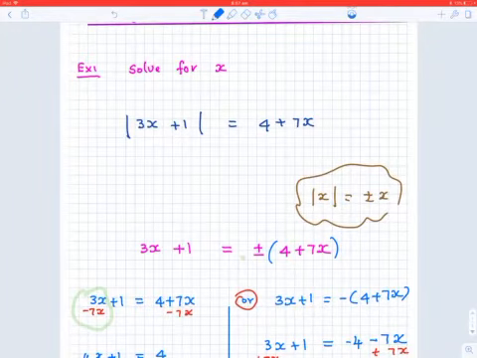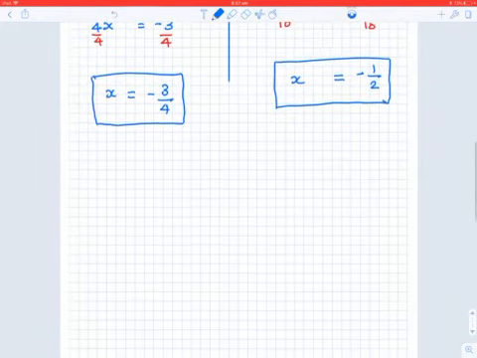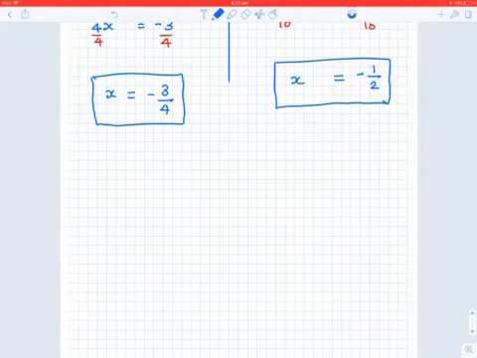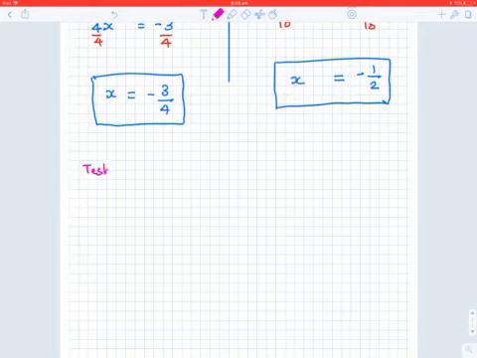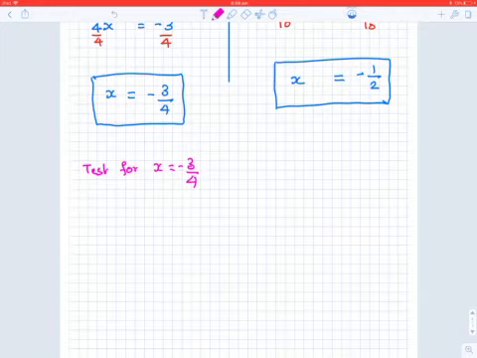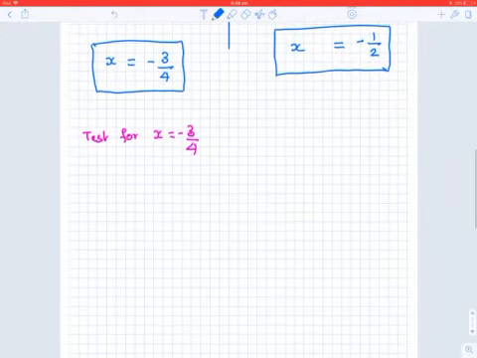But sometimes we have to do testing, especially when you see one side has absolute value and the other side doesn't have absolute value. That means we have to check whether the solutions satisfy both sides. Okay, so I'm going to do the testing. So now I'm doing the test for x equals negative 3/4. I'm going to do the test for the other one as well.